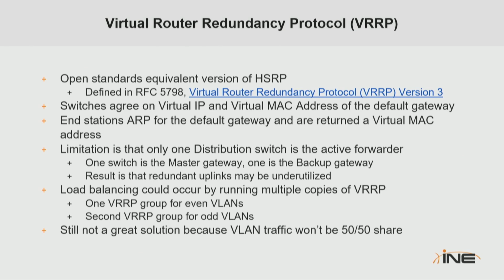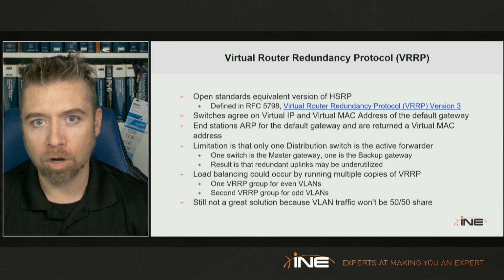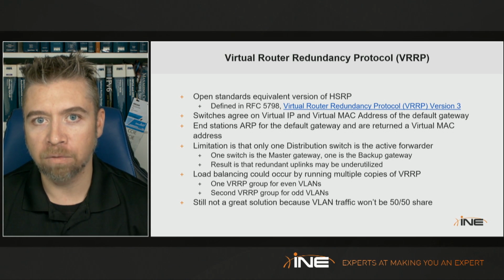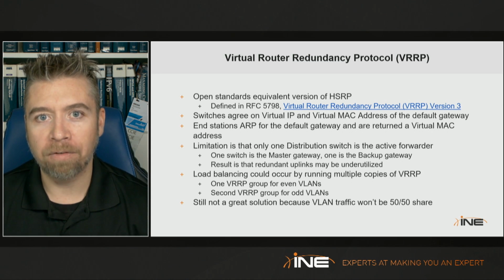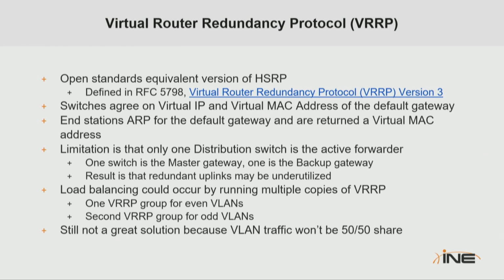Specifically, we call one of the switches the master gateway and the other one the backup gateway, but the result is that the redundant uplinks from the access layer to the distribution layer might be underutilized because we only have one active forwarder. We run this in what we call an active standby type design. Likewise, we could potentially do load balancing with VRRP by running multiple copies of the protocol, with one default gateway for the even VLANs and another for the odd VLANs. But again, unfortunately, in most real-world solutions the split of traffic is not going to be a 50-50 share between the VLANs and the services running on them.